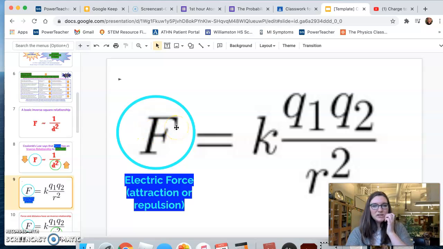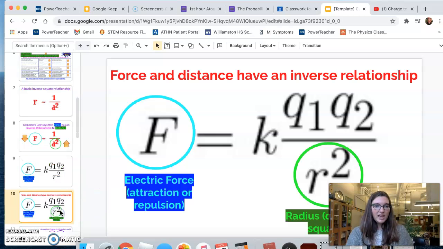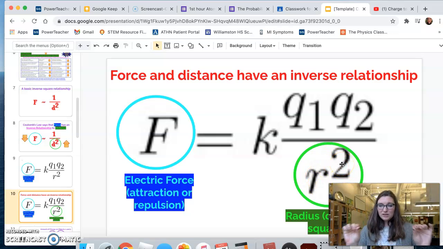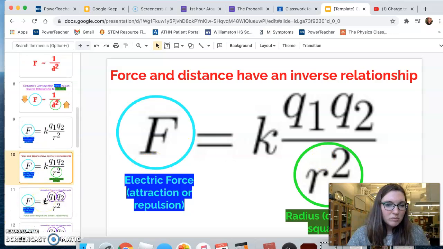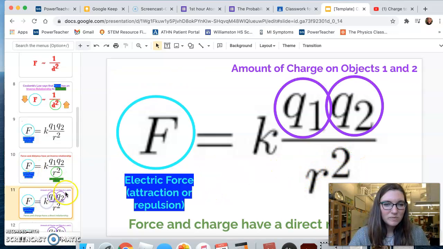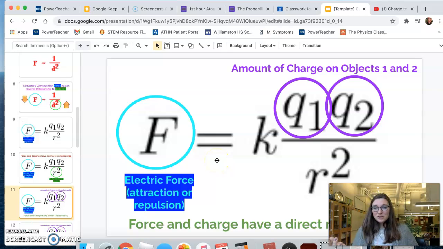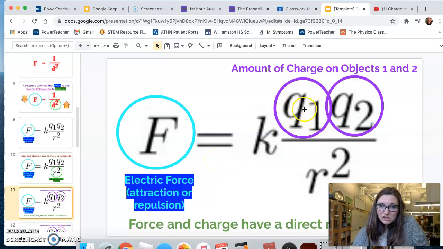So here in the equation, we have the electric force, which is how much attraction or repulsion is going on. And force and distance have an inverse relationship. R means the radius between those two point charges. So like just coming up from the center of that point charge to the other one, how big is that radius squared? Because it has that much of a magnitude of effect on the force there. So charge also has an effect on the force, but it has a direct relationship. The more charge, the more force. The more force, the more charge.